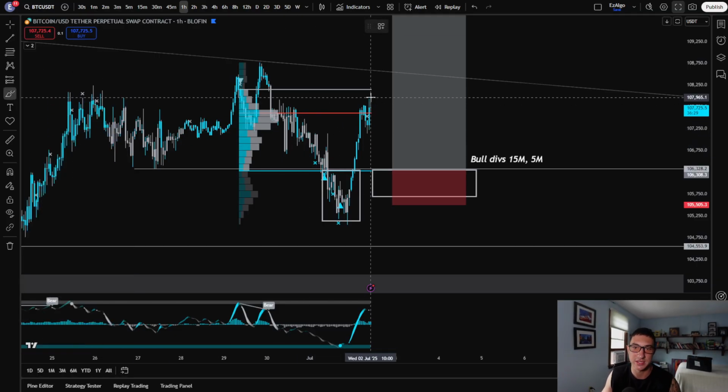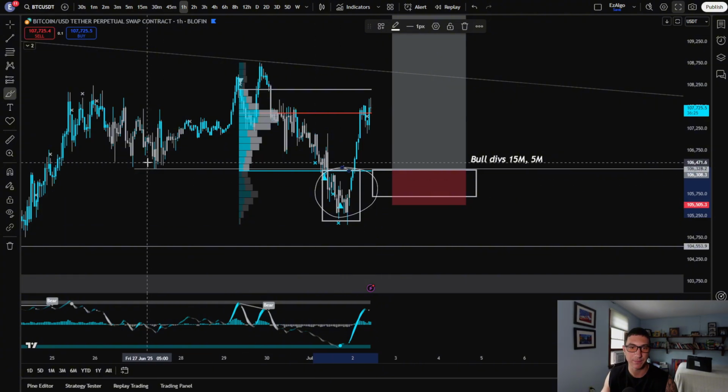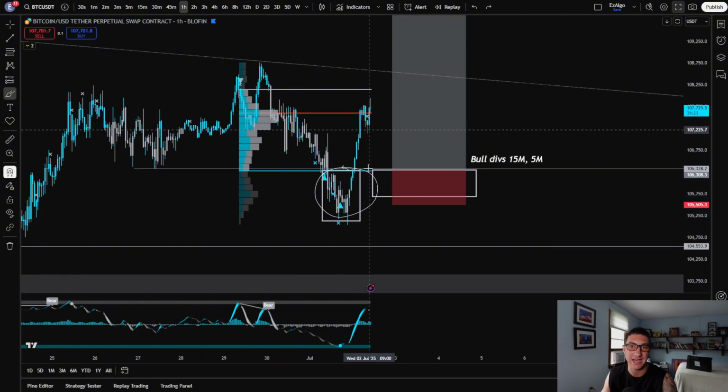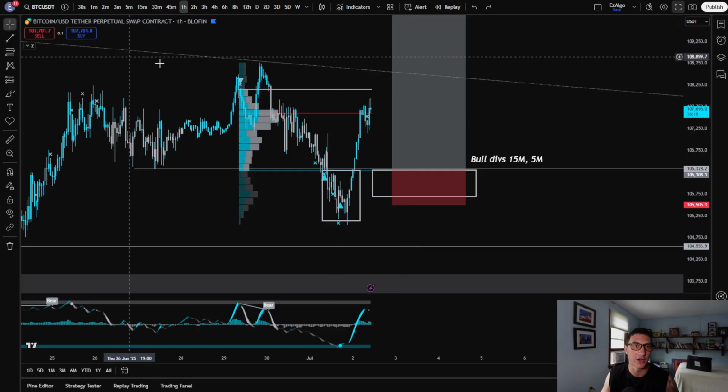What this move shows us here is buyer intent, okay? Buyers stepped in at the previous range lows to push price higher. We are most likely going to see higher prices from here, guys. Okay, my target is around 110K from here.